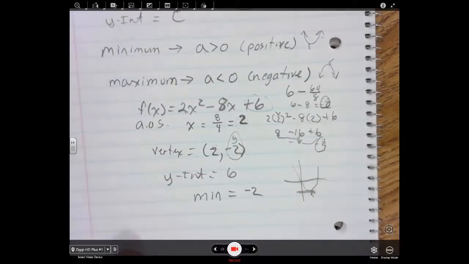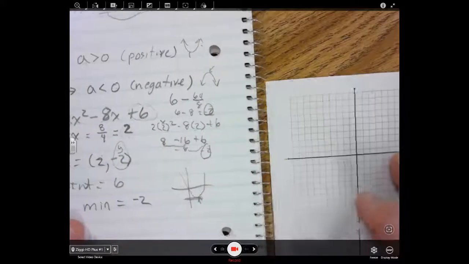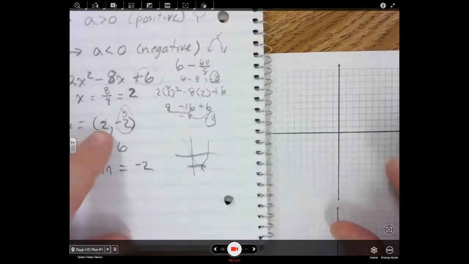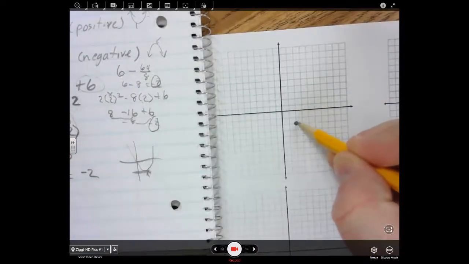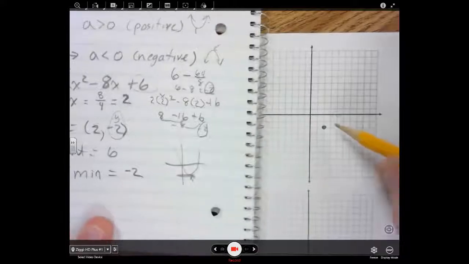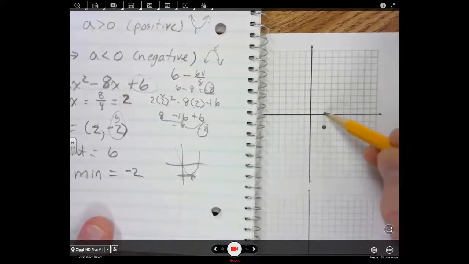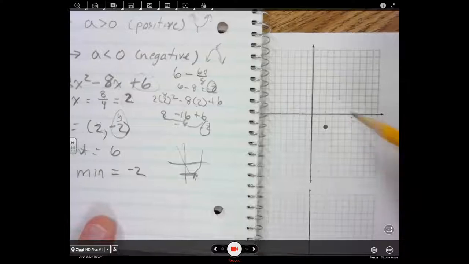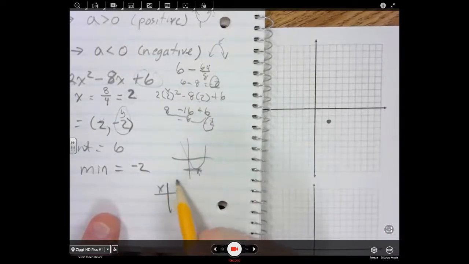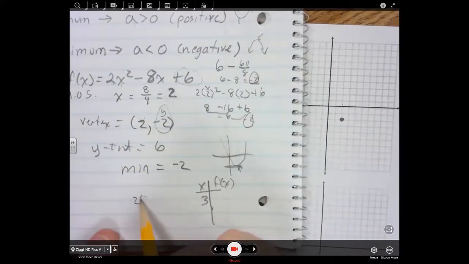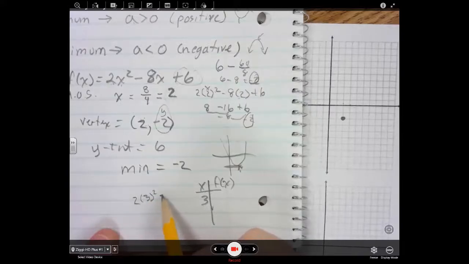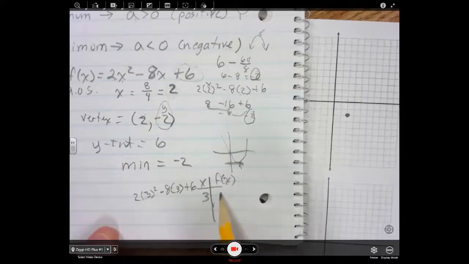So let's go ahead and sketch this. Okay, so we're going to graph the vertex first, which is (2, -2), so over 2, down 2. So there's our vertex. Now we're going to pick a point to the right of this. I'm at 2, so I'm going to pick a 3. In a table of values, I have x and I have f of x. So I'm going to put a 3 in place of my x-coordinate, so I'm going to have 2 times 3 squared minus 8 times 3 plus 6, and then evaluate this to give my output for 3.